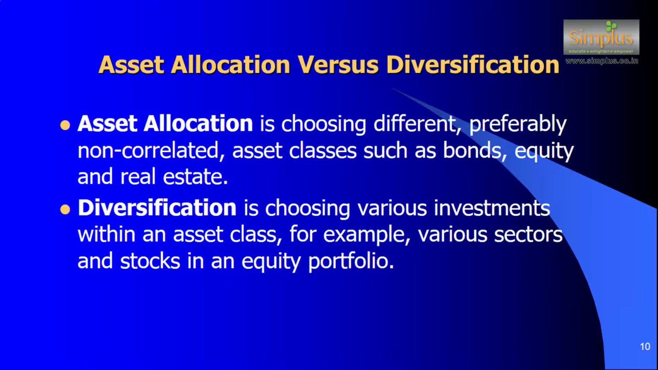What is the difference between asset allocation and diversification? Asset allocation is choosing different, preferably non-correlated asset classes such as bonds, equity and real estate. Diversification is choosing various investments within an asset class. For example, various sectors and stocks in an equity portfolio. So I am now only considering equity.